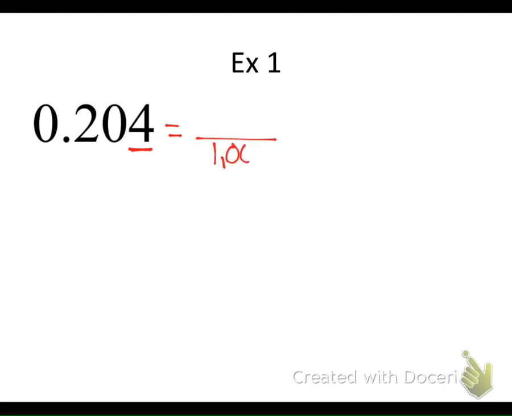Like I said, we did this yesterday. So then my numerator is the number without the decimal point. So do I need to include this first 0 here? No. Do I need to include this 0? Yeah, because if I take that 0 out of there, 24 is a lot different than 204. So make sure you keep the 0 in the middle, so we have 204. So there's step 2. Step 3, you reduce. So 204 over 1,000 can be reduced to 51 over 250.